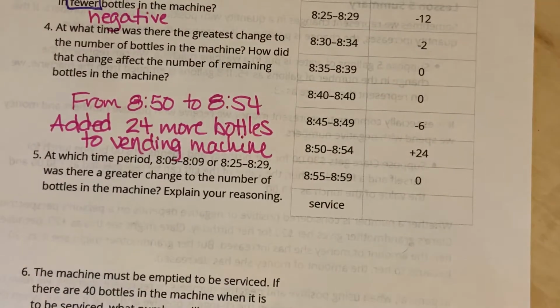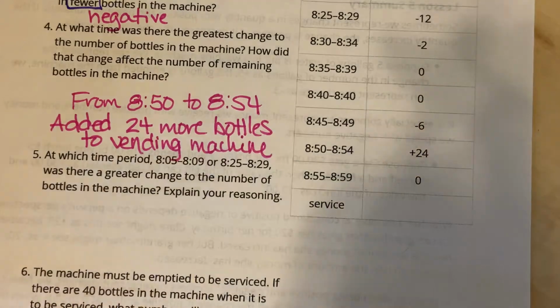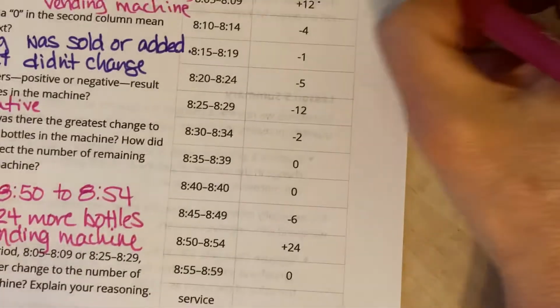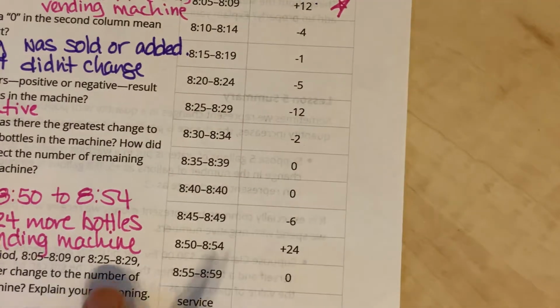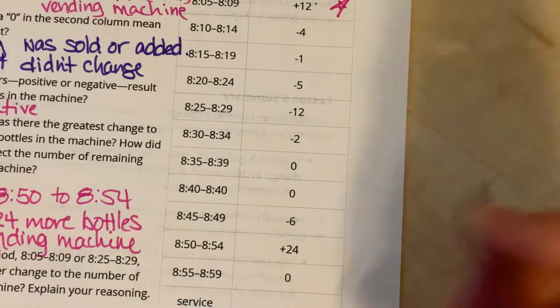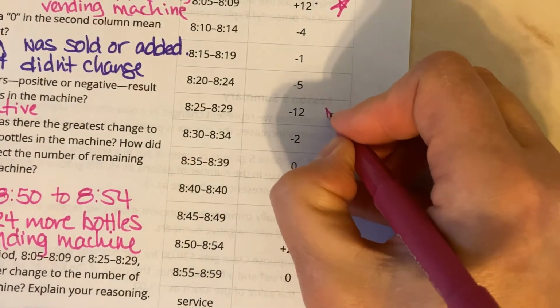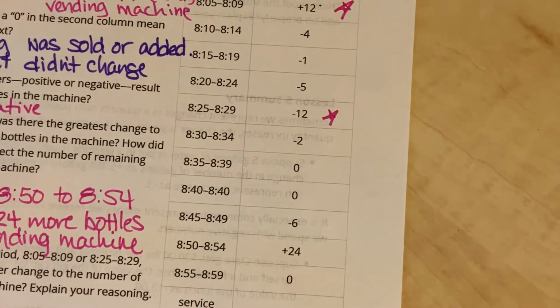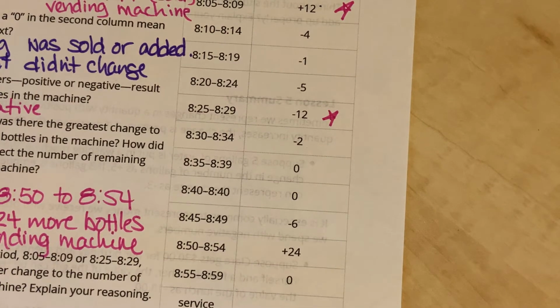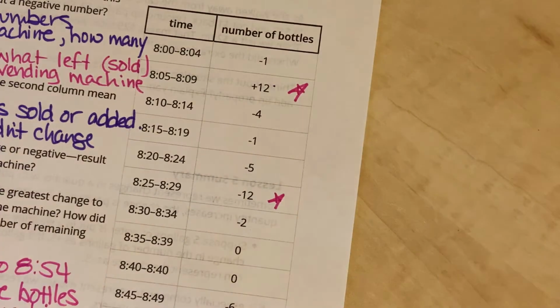Now this next question says, at which time period between 8:05 to 8:09, that's this one, or 8:25 to 8:29, that's this one, where was there a greater change? Okay, think about that. It's asking for the change. It's not saying what was the fewest number, what was the most number. It said what changed the most.